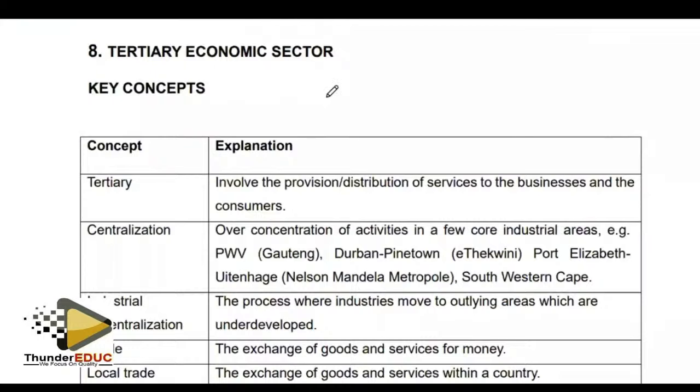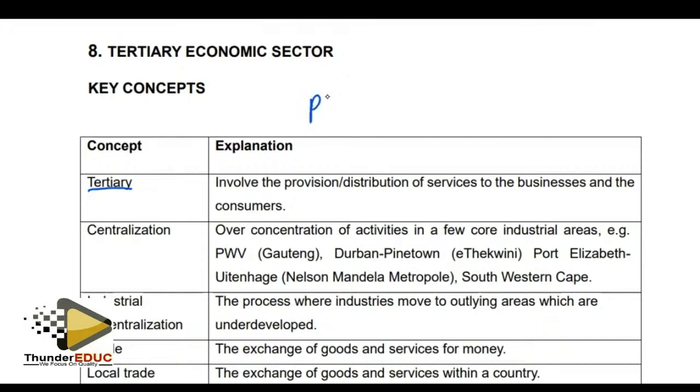Let's look at the tertiary economic sector, key concepts. Tertiary involves the provision and distribution of services to the businesses and to the consumers.